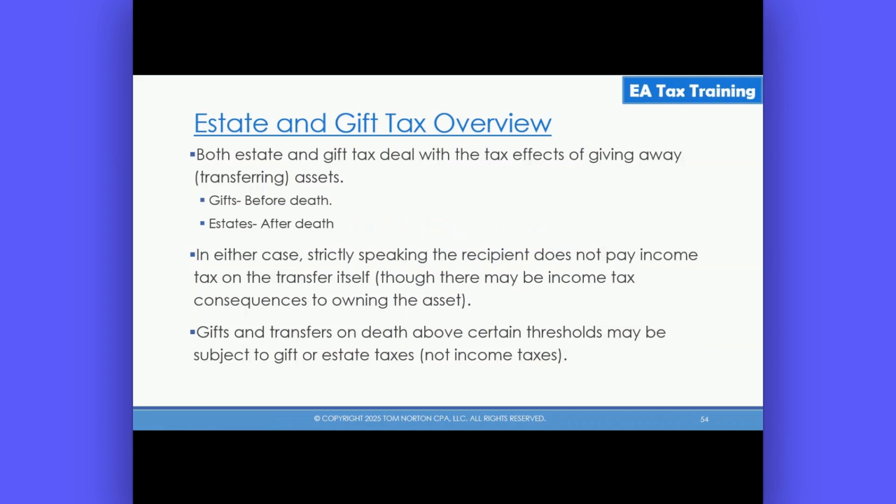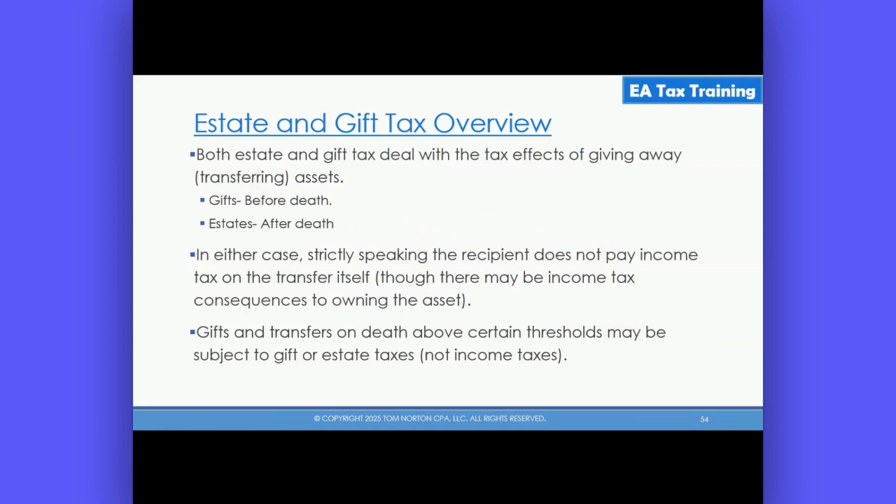But there could be income tax consequences to owning the asset. So, for instance, if it is stocks, then you could have tax consequences. Or if it is a retirement plan, there could be separate tax consequences. But there's no income tax just from receiving the inheritance itself.